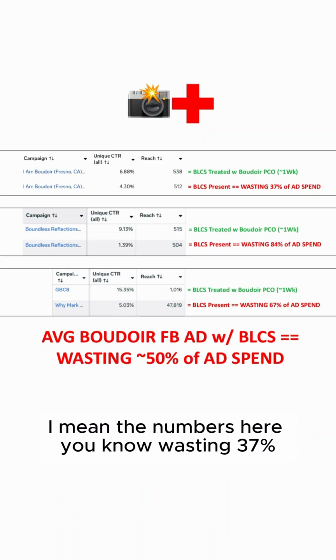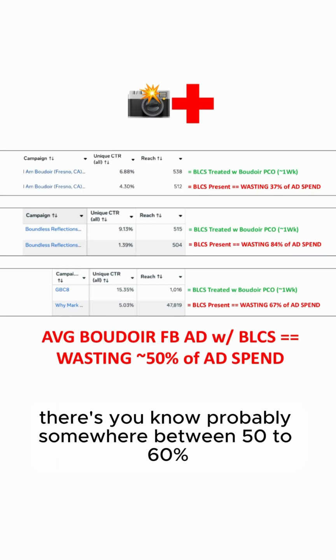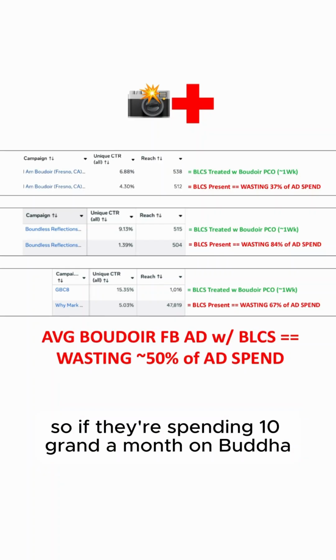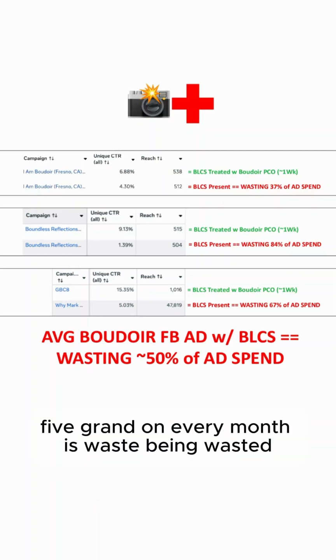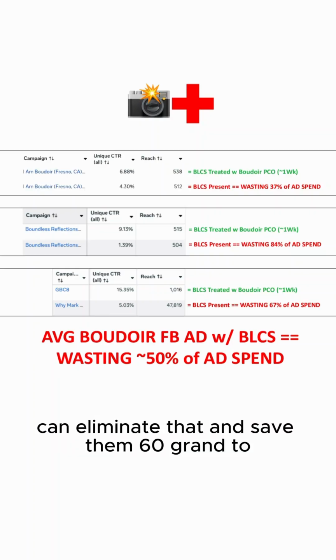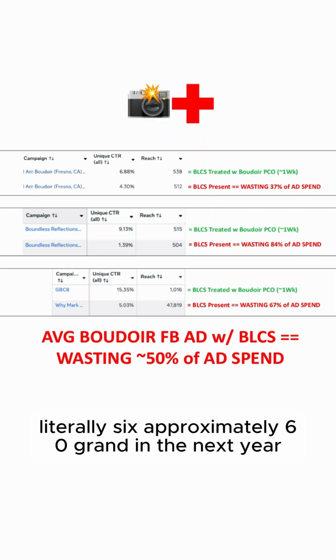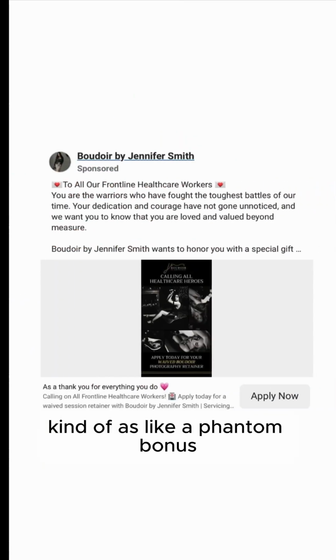The numbers here: wasting 37%, wasting 84%, wasting 67%. That average is probably somewhere between 50 to 60%. So if they're spending 10 grand a month on Boudoir Facebook ads, on average 5 grand every month is being wasted, thrown down the drain. And we can eliminate that and save them approximately 60 grand in the next year if they're spending at least 10 grand a month in Boudoir Facebook ads. Bonus.